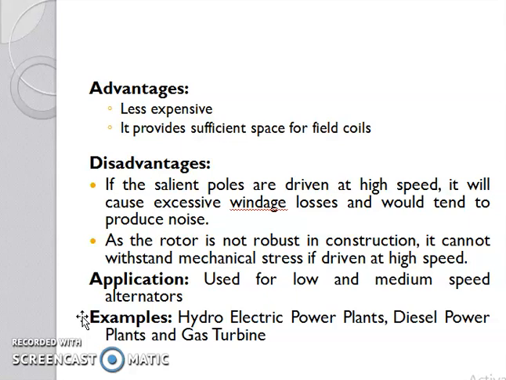Then, as far as application is concerned, these are used for low and medium speed alternators. The salient pole type of rotor is basically used in low and medium speed alternators, not for high speed alternators. The examples are hydroelectric power plants, diesel power plants, and gas turbines.